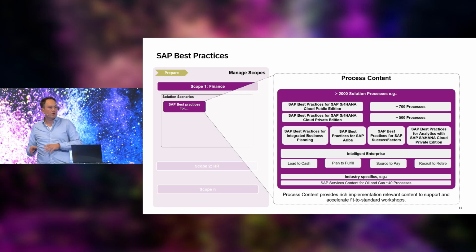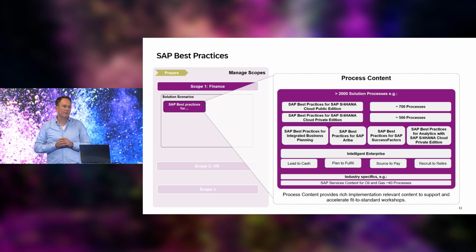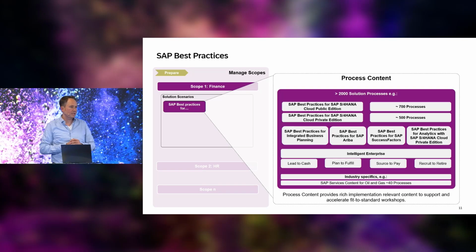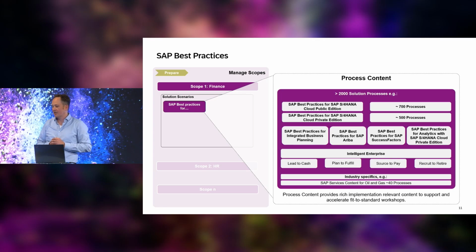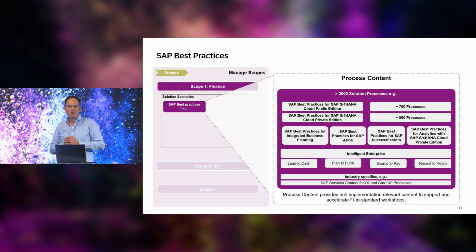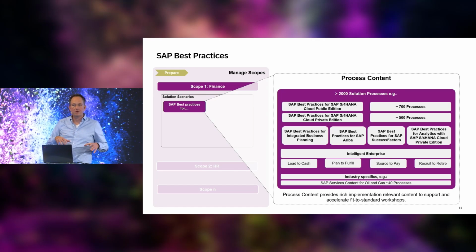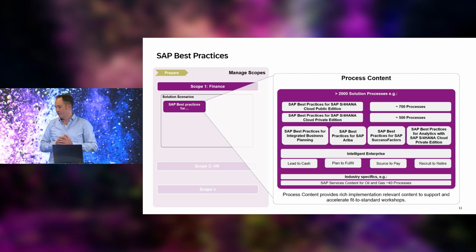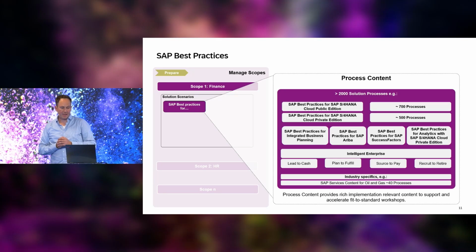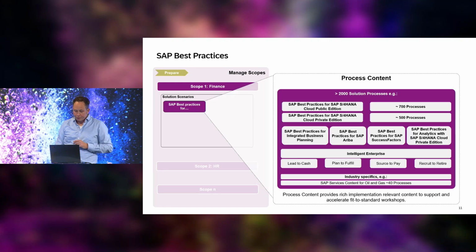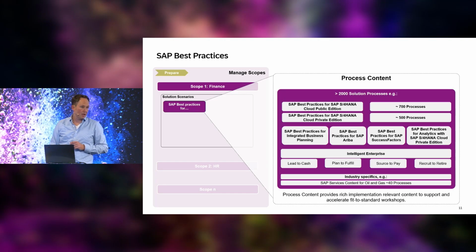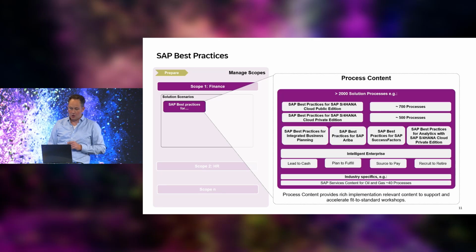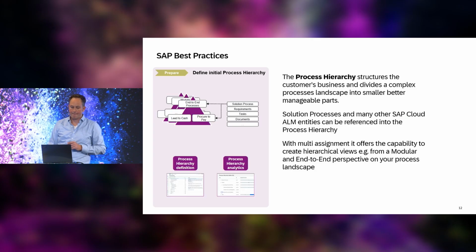We have as well our big end-to-end processes from the intelligent enterprise available there, and just recently, and now coming more and more, industry-specific processes like, for example, from oil and gas. So that is basically the repository you can access through the scoping and pull in the processes you need for your project.